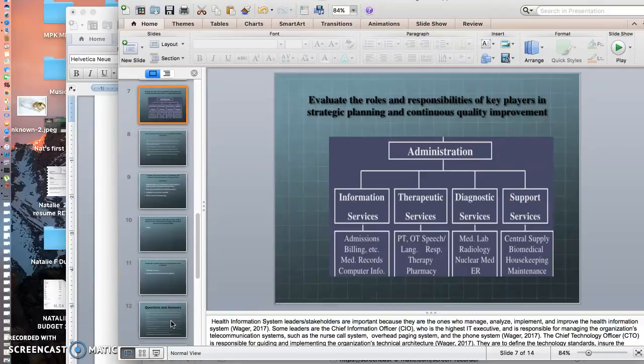Evaluate the roles and responsibilities of key players in strategic planning and continuous quality improvement. Health information system leaders, stakeholders are important because they are the ones who manage, analyze, implement, and improve the health information system. Some leaders are chief information officers, who are the highest IT executive and responsible for managing the organization's telecommunications systems such as nurse call system, overhead paging system, and phone system. The chief technology officer is responsible for guiding and implementing the organization's technical architecture.